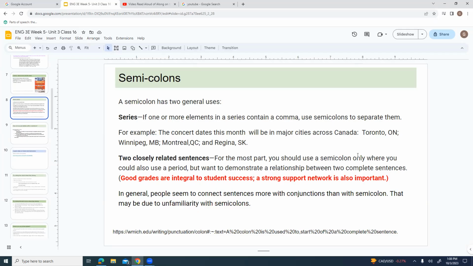So for the most part, you should use a semicolon only where you could also put a period and separate them into two separate sentences. Okay. If one of them is incomplete, a semicolon is not the right punctuation to use there. More likely you'd want a comma. So for example, good grades are integral to student success, semicolon. A strong support network is also important. And the semicolon is trying to show those two things are linked, right? Either sentence could be by itself. They're trying to link them.